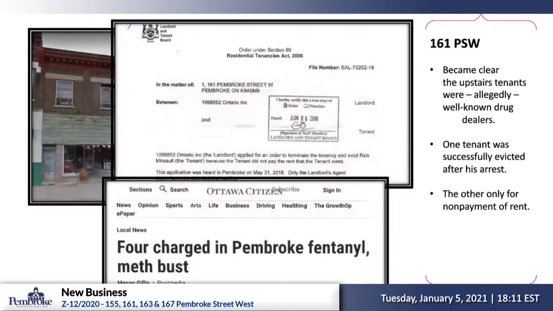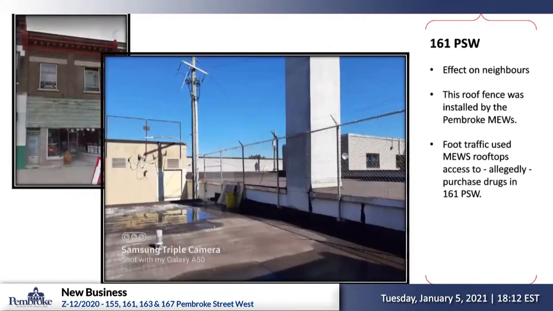Now, upstairs, there were two apartments, and in those two apartments, there were people who are, shall we say, entrepreneurs. One of them was arrested for fentanyl possession and intent to traffic, I believe. And the other one, well, we got rid of him because of non-payment of rent. However, 161 was damaging to downtown.